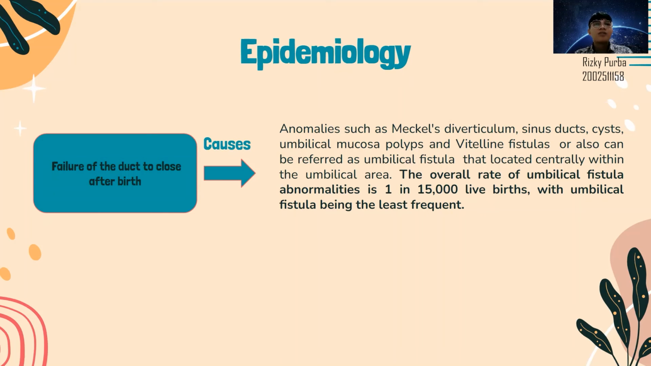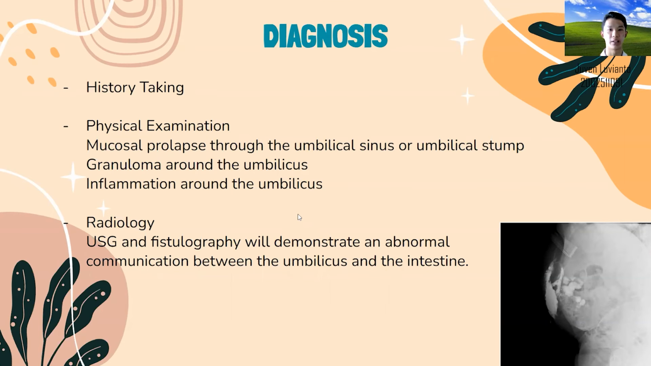So, the failure of the duct to close after birth can cause several anomalies such as Meckel diverticulum, sinus duct, cyst, umbilical mucosal polyp, and vitelline fistula, also referred to as umbilical fistula, which is located centrally within the umbilical area. The overall rate of umbilical anomalies is 1 in 15,000 live births, with umbilical fistula being the least frequent.